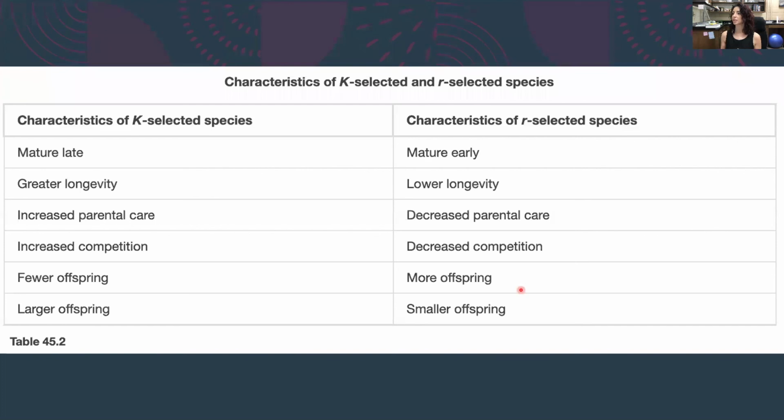And here are some characteristics of the K and R selected species. You can refer to this on your own time.